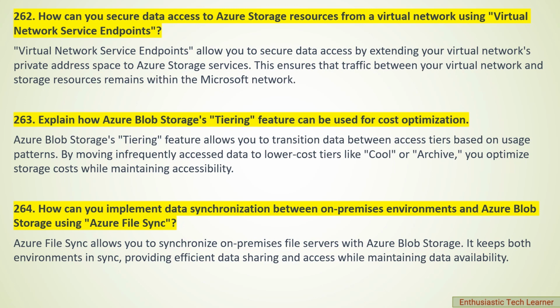Explain how Azure Blob Storage's tiering feature can be used for cost optimization. Azure Blob Storage's tiering feature allows you to transition data between access tiers based on usage patterns. By moving infrequently accessed data to lower-cost tiers like Cool or Archive, you optimize storage costs while maintaining accessibility.